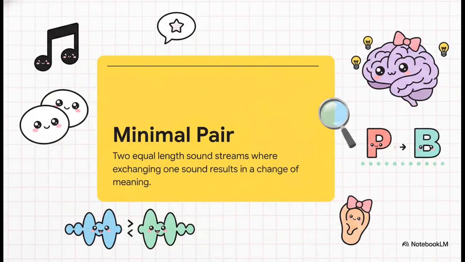So, formally speaking, a minimal pair is just two sound streams of the exact same length where exchanging just one sound for another results in a total change of meaning. This proves that the presence of a specific sound over another in a specific spot is incredibly important to our brains. We don't just care that some sound is there, we care that it's this sound and not that sound, because that choice is the key to unlocking the word's meaning.